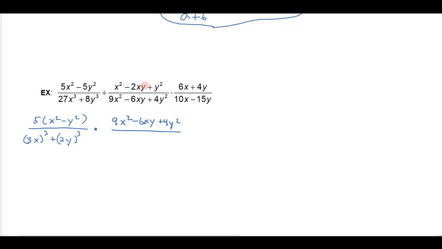And this is a perfect square. That's x minus y times x minus y. You can verify that. And then let's move over here. There's a common factor of 2 I can factor out of that. That'll leave me 3x plus 2y. And then there's a common factor of 5 here. That'll leave me 3x minus, or nope, I did that backwards. It'll be 2x minus 3y. Okay.